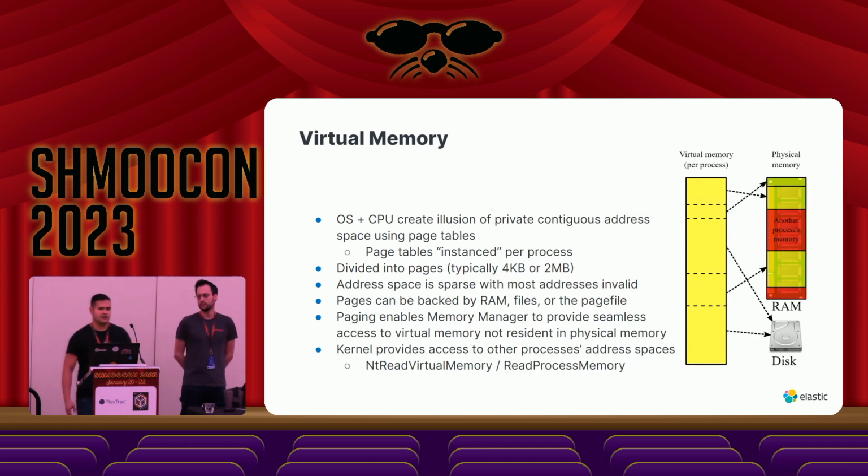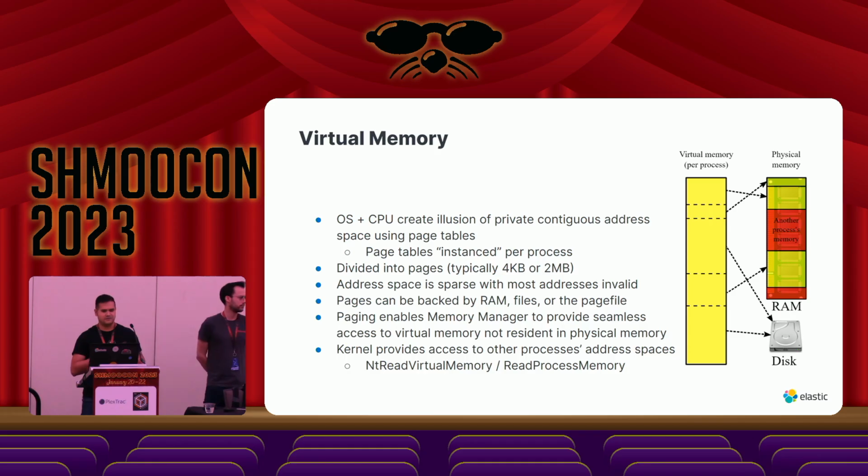As for virtual memory, it's basically the OS and the CPU cooperating to create the illusion that each process on the host has its own private contiguous address space. This is essentially the concept of virtual memory. Memory is divided into pages, which are typically 4 kilobytes or 2 megabytes in size. And there's a hierarchy of structures called page tables that are used to map virtual to physical pages and describe other attributes such as page permissions, including read, write, and execute. Each process has its own page tables and its own private address space.